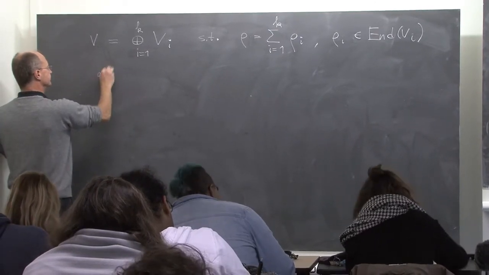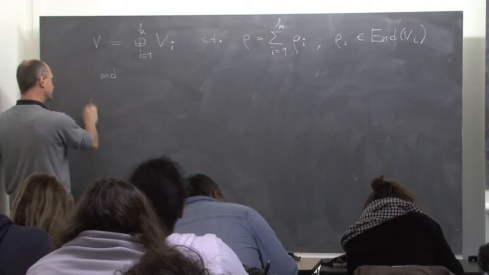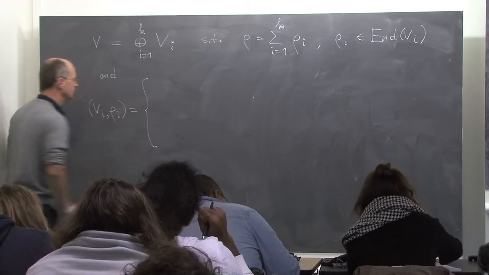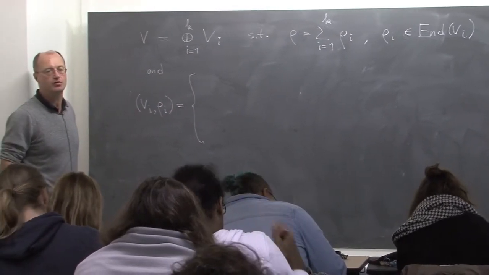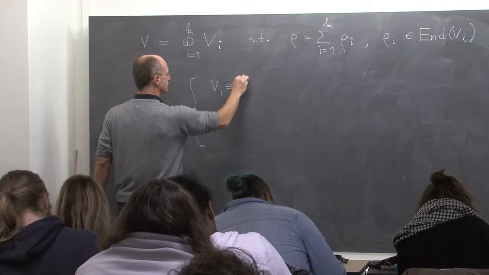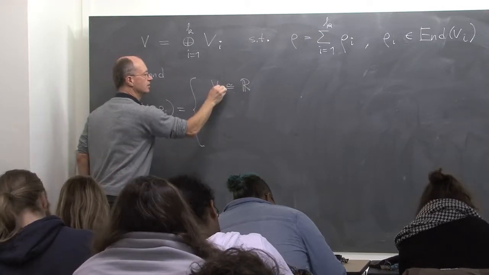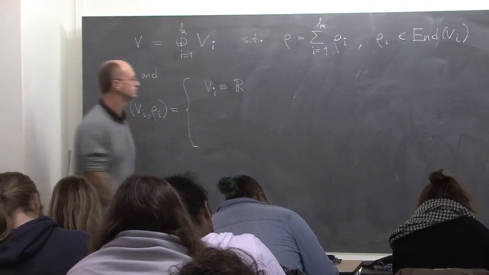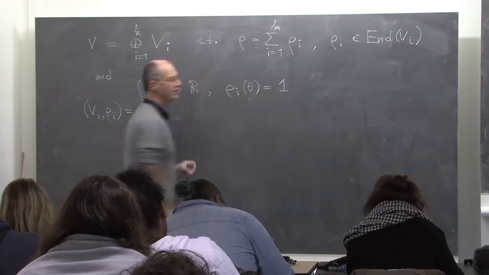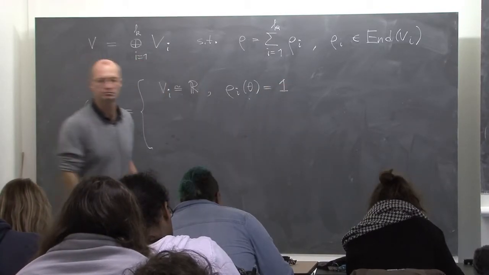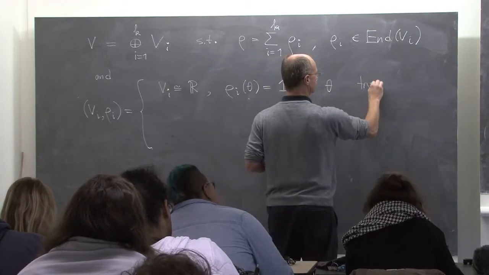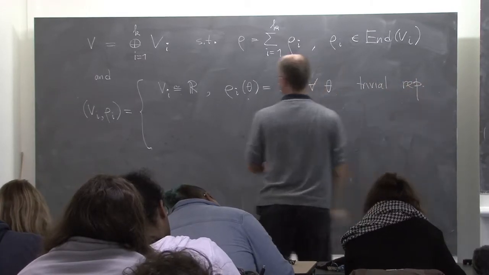And so the pairs Vi, rho i are taken from the following list. So either Vi is isomorphic to R, and rho i is mapping the circle to 1 for all theta. So this is called the trivial representation.